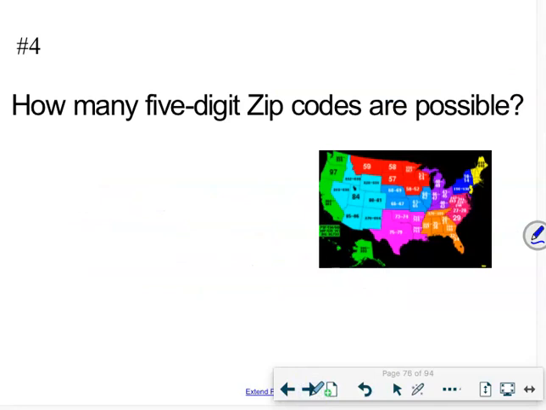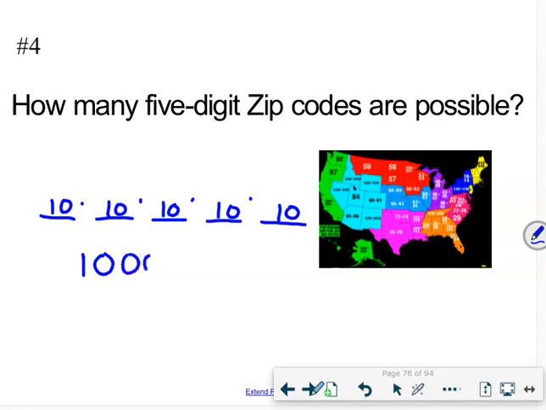Number 4, how many 5-digit zip codes are possible? There's no rules about this. They didn't say anything about the first digit or the last digit or anything like that. Our zip code in Elk River is 55330, so obviously repeats are okay. So this one is 10 to the 5th power, essentially, is another way to write it. And what you end up with is 100,000 zip codes.